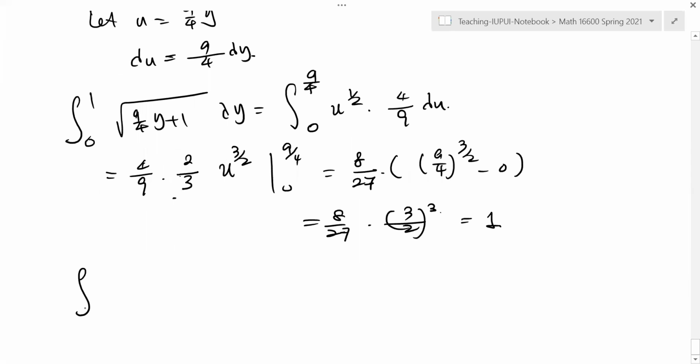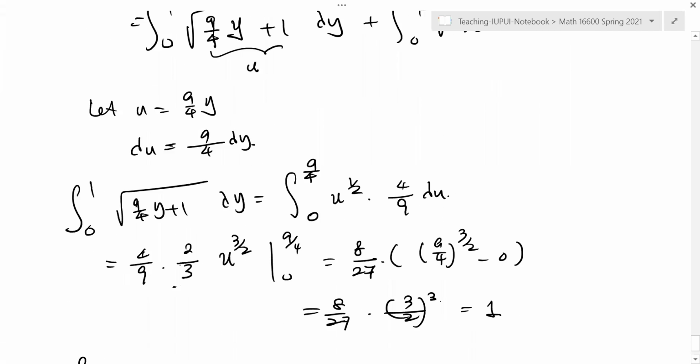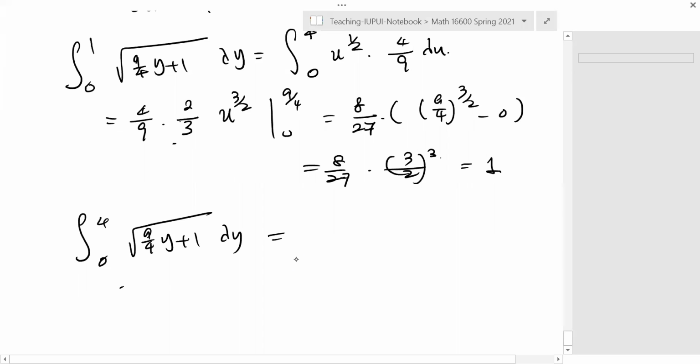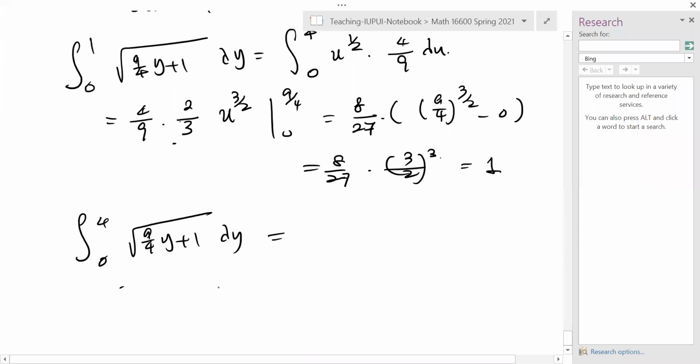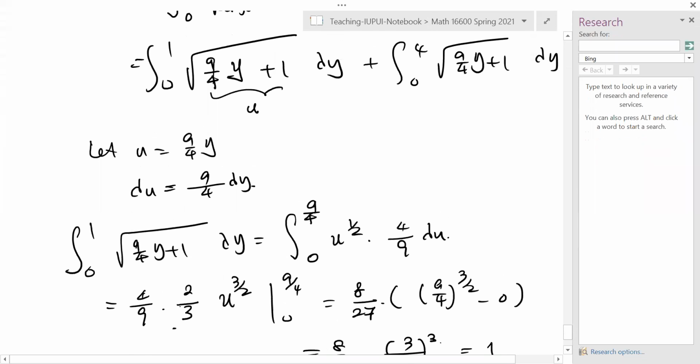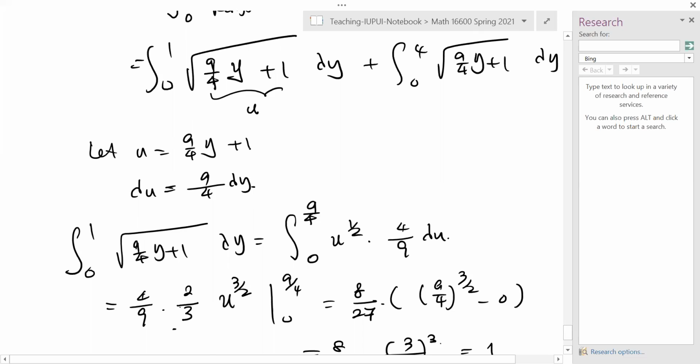The second part is slightly similar, y from 0 to 4. Same substitution, but this time, did I make mistakes? I think I made mistakes. Yes, I made mistakes, because u has a plus 1 here. Sorry, I wrote too fast, so I have to correct it.